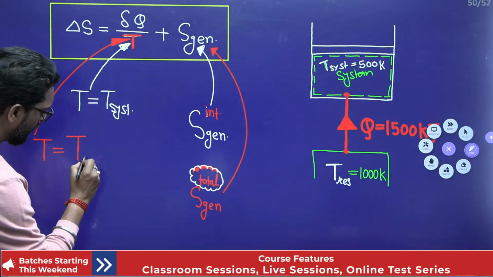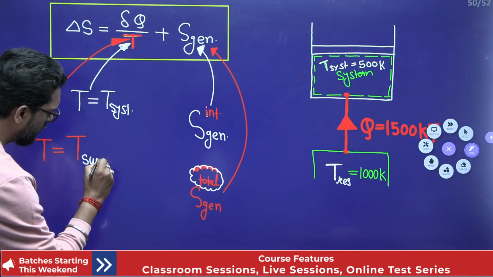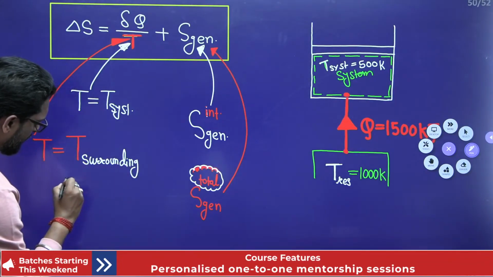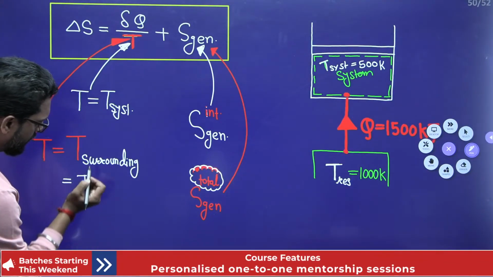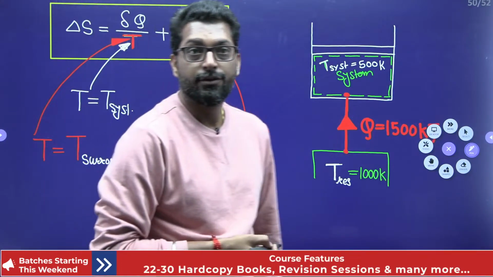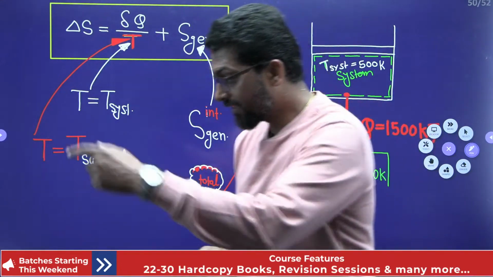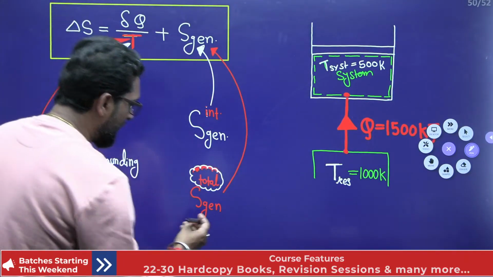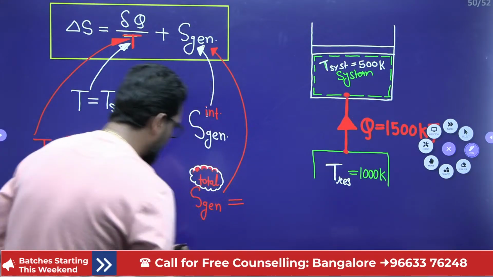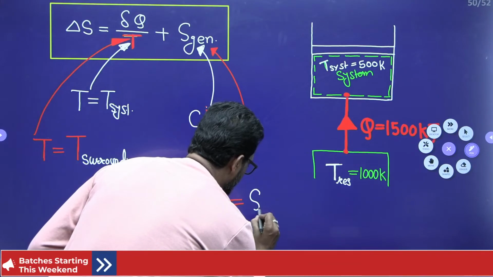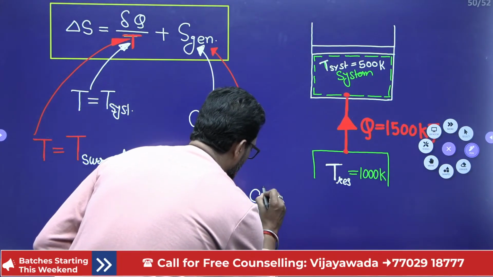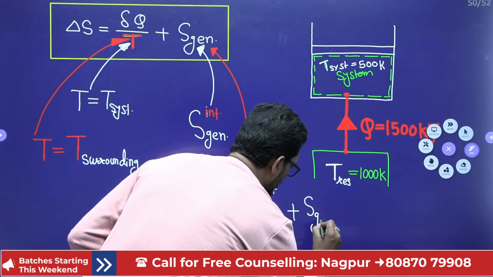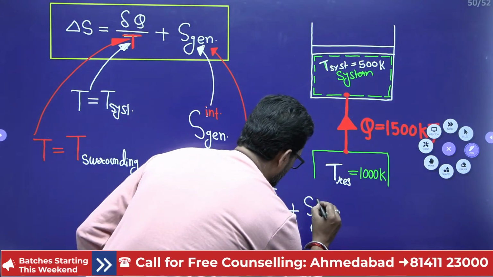Very important, I am telling you. This is the temperature of the surrounding. What is the total entropy generation? The total generation is equal to S generation due to internal plus S generation due to external.